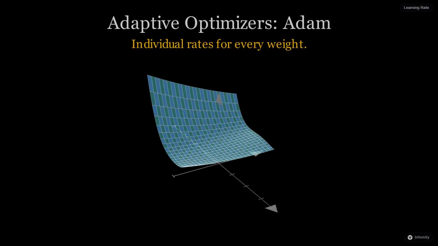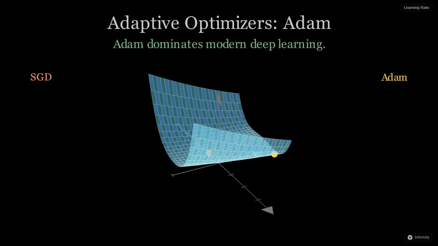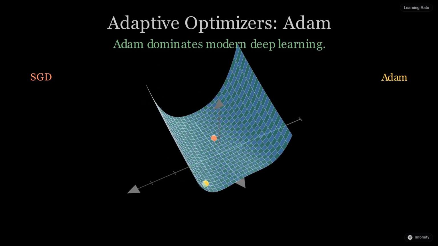More advanced algorithms like Adam go even further. Instead of one rate for every parameter, they adapt the step size individually for every weight. This means we can accelerate in flat directions and slow down where the landscape is steep and noisy. In modern deep learning, these adaptive optimizers are the standard tool for reaching peak performance.